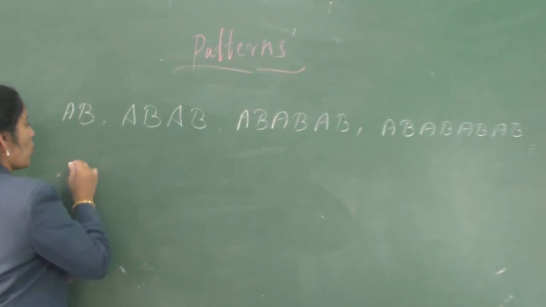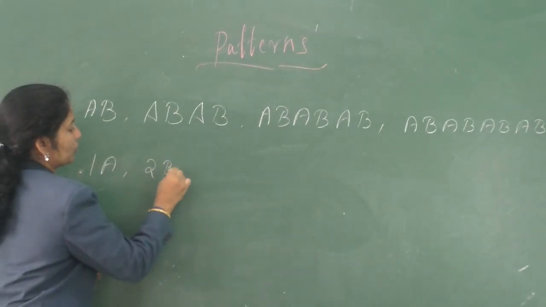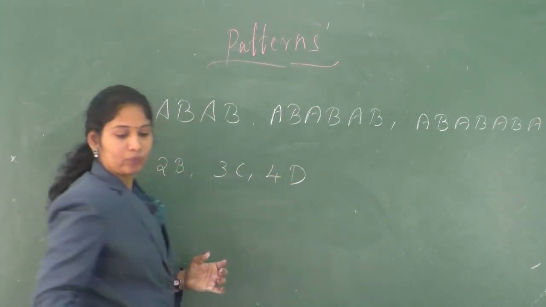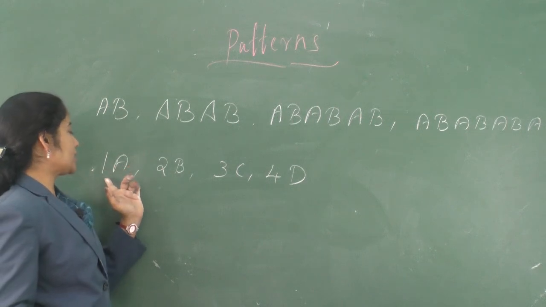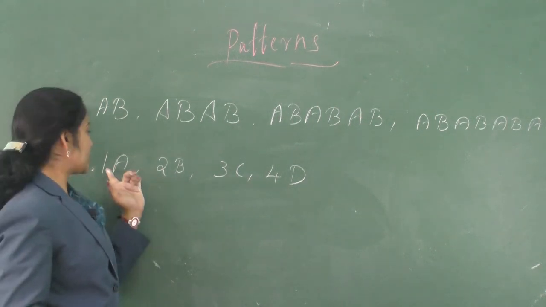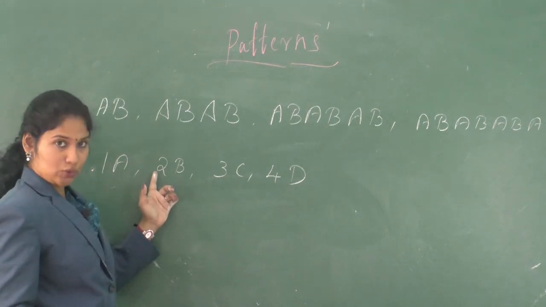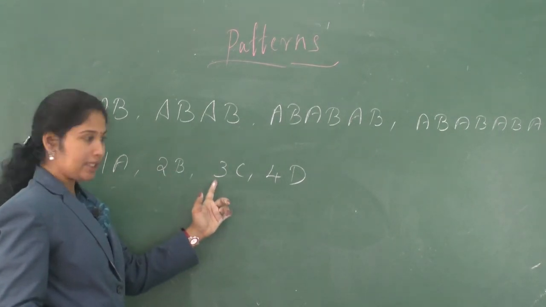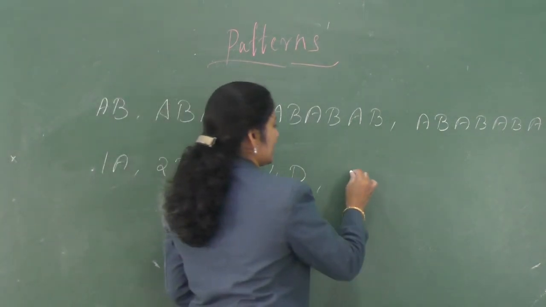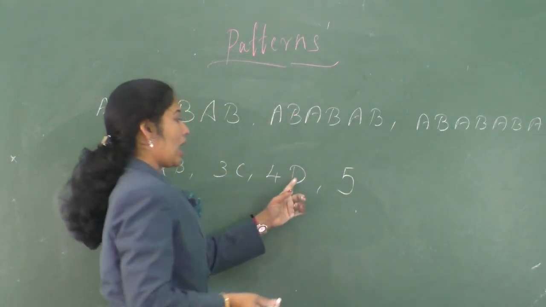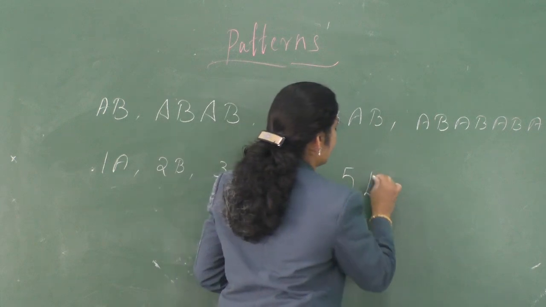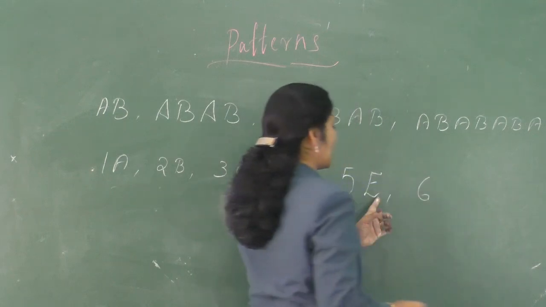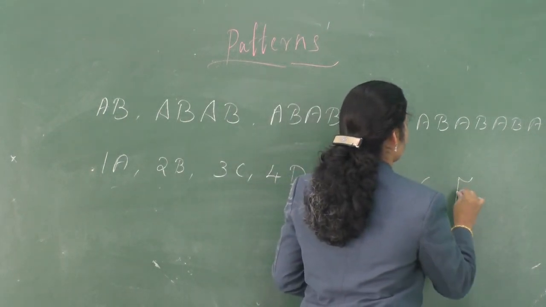We'll take another example. 1A, 2B, 3C, 4D. Here we have first numbers and second alphabet. So first 1 plus 1, 2, and this is alphabetic order. So 1 plus 1, 2, 2 plus 1, 3, 3 plus 1, 4. Here 4 plus 1, 5. After D, which letter? Yes, E. Next number, 5 plus 1, 6. After E, which letter? Yes, F.